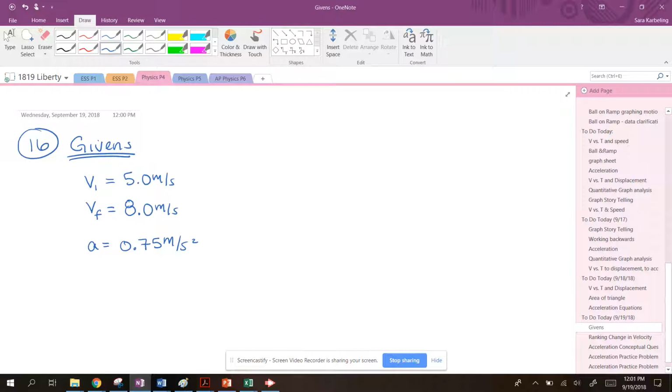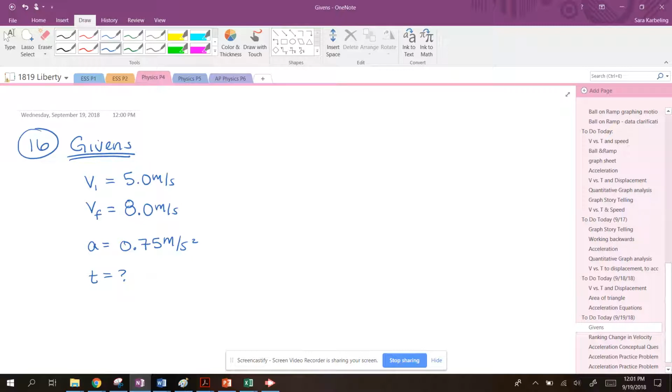We kind of talked about this yesterday. How are we feeling about these units? Do you want me to write it out for you, or are we kind of okay-ish? Acceleration is change in velocity per time. So that's meter per second per second, or meter per second squared. In what time interval did this occur? So we've got our givens, we've got our unknown. Now we need an equation.